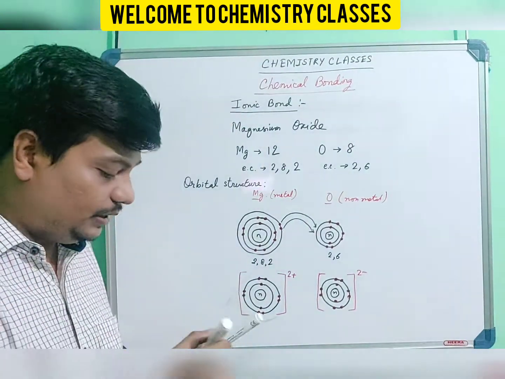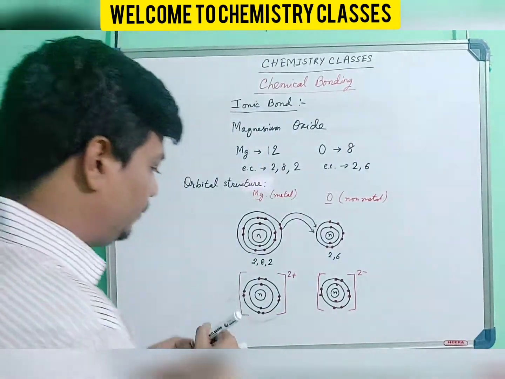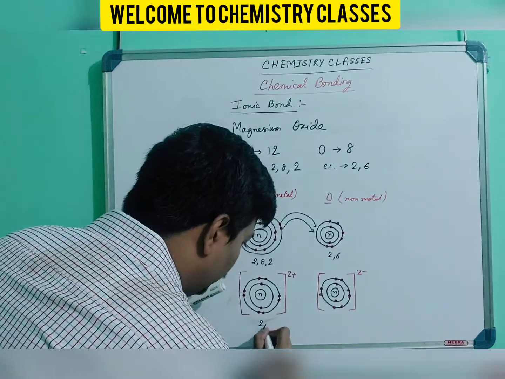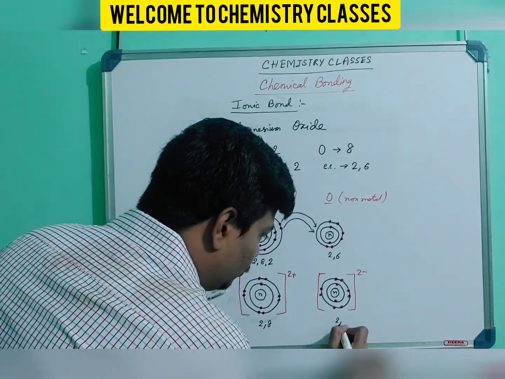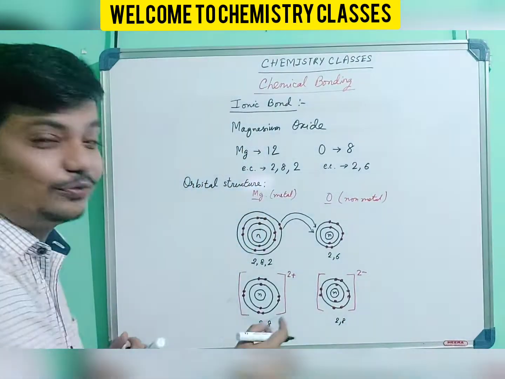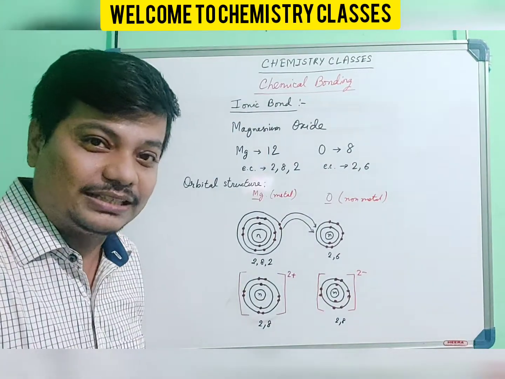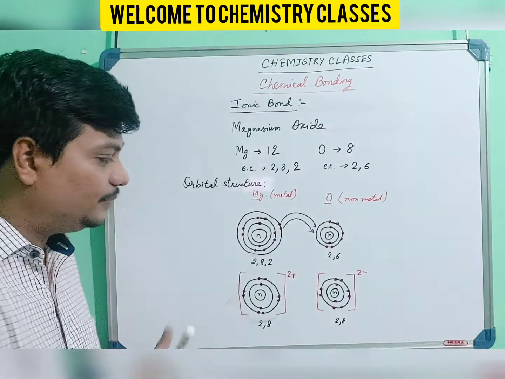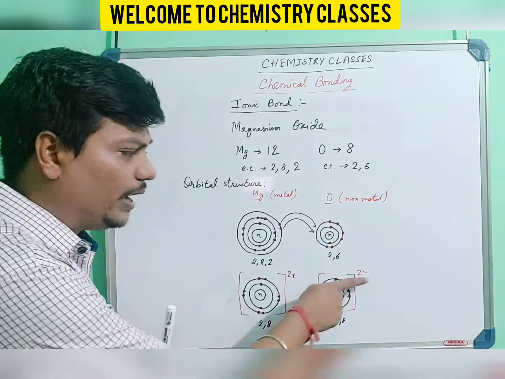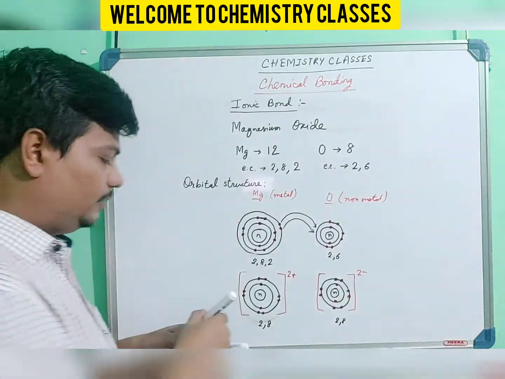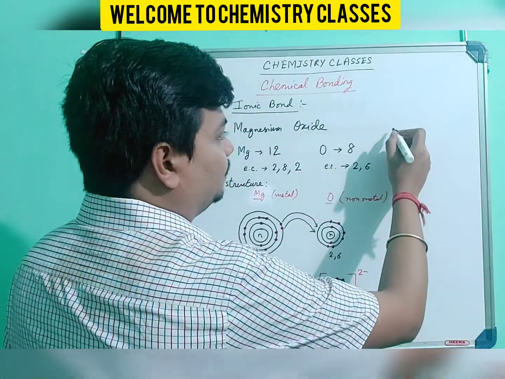Now you will ask me, okay, obviously, let me write the new configuration: 2, 8, 2, 8. Now you see, both of them, they have achieved the noble gas configuration. Now you will ask me that why 2 plus and why 2 minus, right? Over here is the calculation.